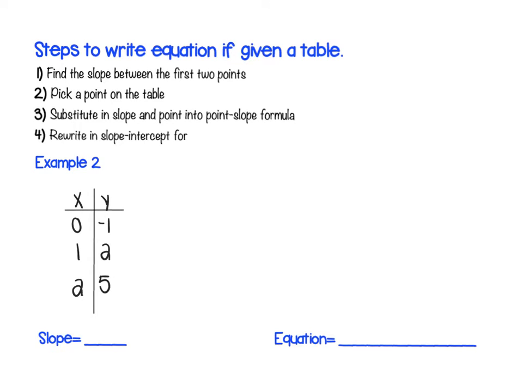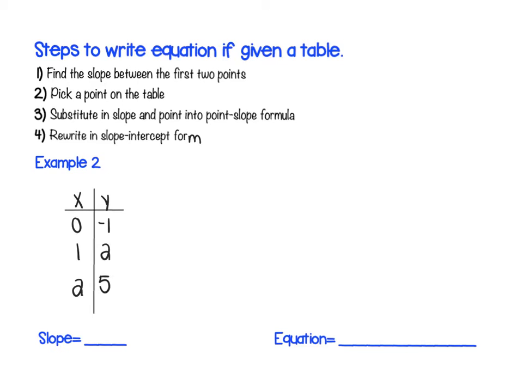So you're first going to find your slope using the points on your table, and then you're going to pick a point, substitute into your point slope formula, and then write in point slope and slope-intercept form. So why don't you go ahead, take a minute or two to write the equation of this line.